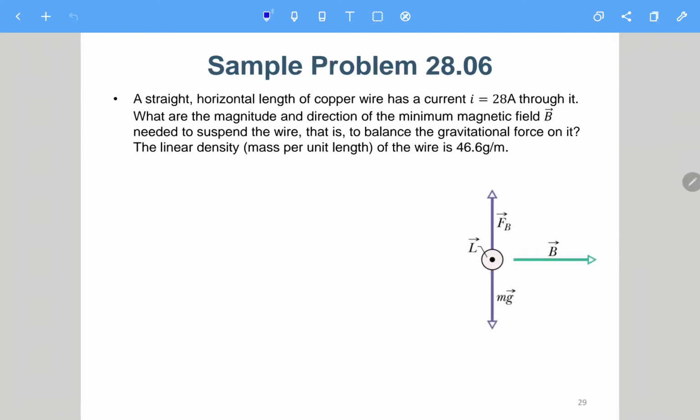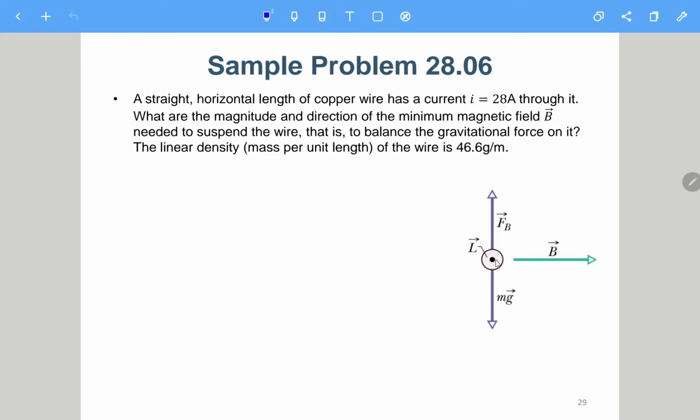So let's see this sample problem. Here a straight horizontal length of copper wire has a current I going out of the page, because L is going out of the page, so we can also see that I is going out of the page through it. What are the magnitude and direction of the minimum magnetic field B needed to suspend the wire, that is, to balance the gravitational force on it? The linear density of the wire is 46.6 gram per meter.